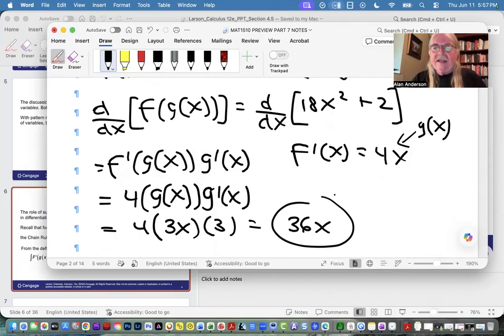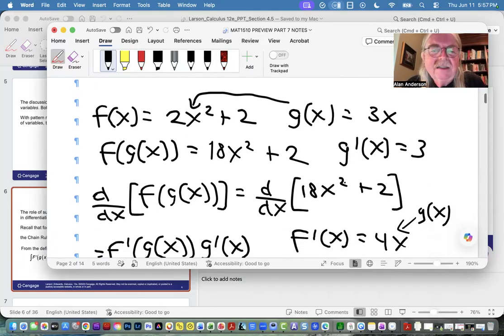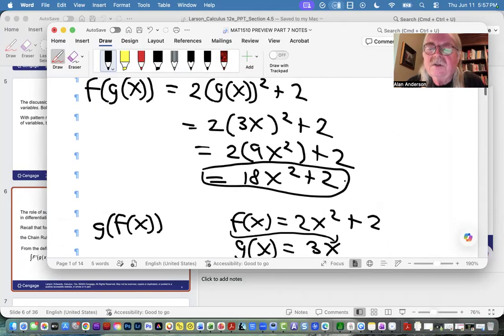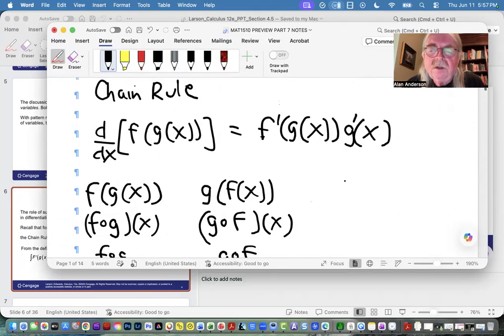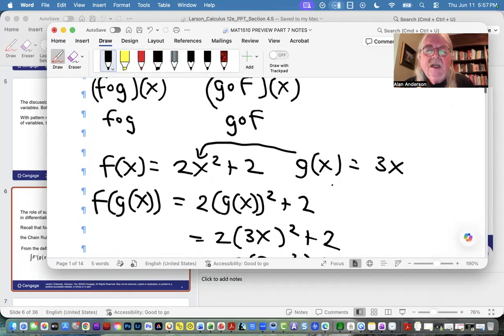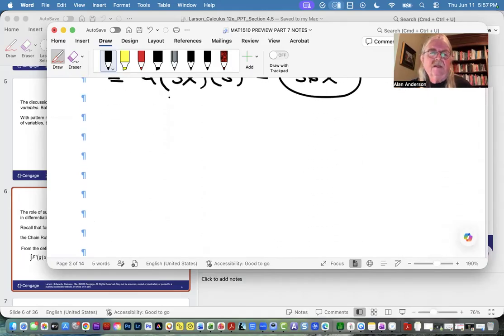Okay, so now in a case like this, these functions were much too simple to really require the chain rule, but it's good practice. Okay, so anyway, what does this have to do with integration? Well, it turns out that integration, at least the technique we're about to use, is inversely related to the chain rule. Okay, so how does that work? All right, let's see.